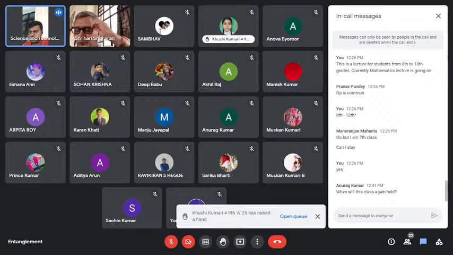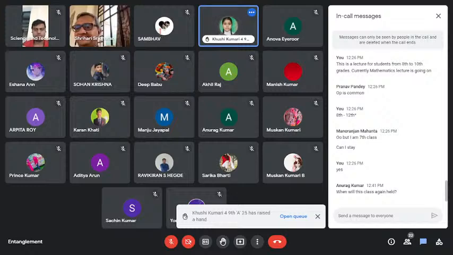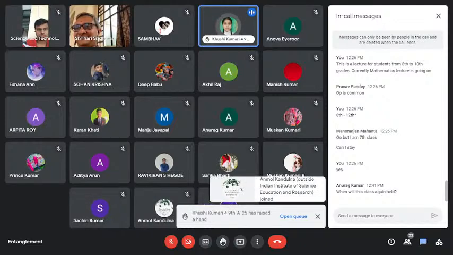Khushi Kumari has raised her hand. Khushi, if you could unmute. Yes, please. Sir, if we draw a picture, how can we prove that this picture is wrong without following any criteria that you have just done?